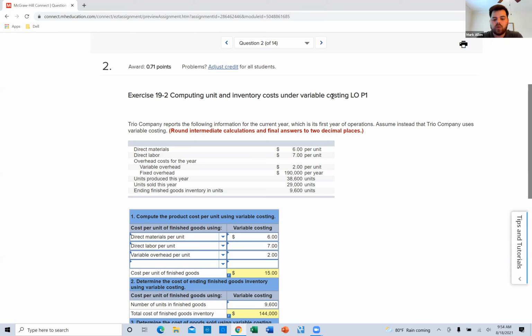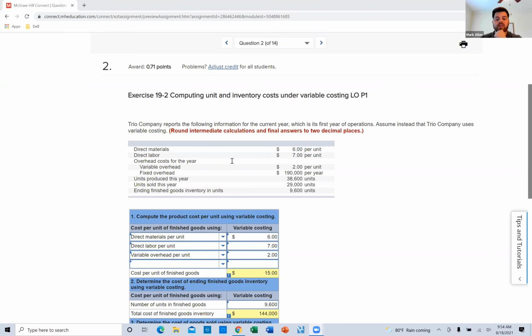So in this case, we're going to grab the information that we were given, the $6 here, the $7, and the $2. That'll all simply drop straight in like so. Adding all of that up, we come out to a cost per unit of $15.